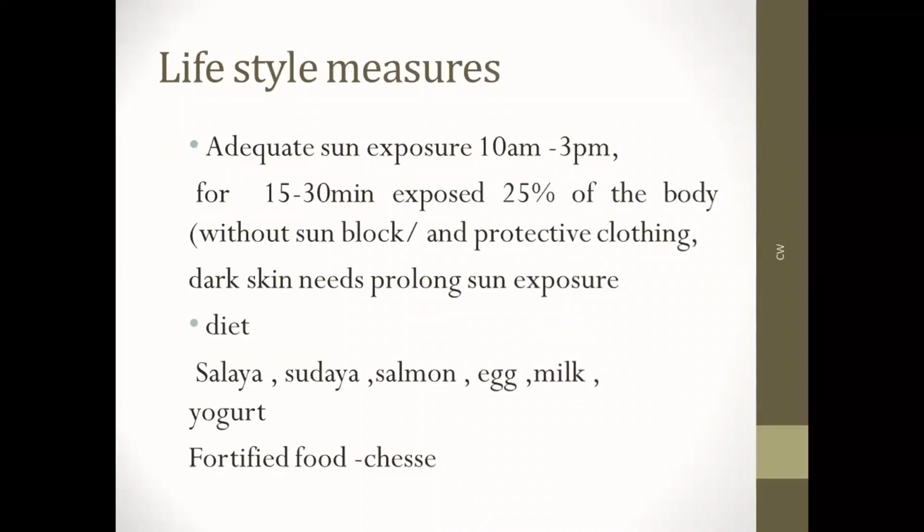Then lifestyle measures for vitamin D deficiency or prevention. Adequate sunlight exposure needs to be arranged. It's between 10 a.m. and 3 p.m., 5 to 30 minutes of sun exposure for 25% of the body without sunblock and protective clothing. Dark skin people need prolonged sun exposure.